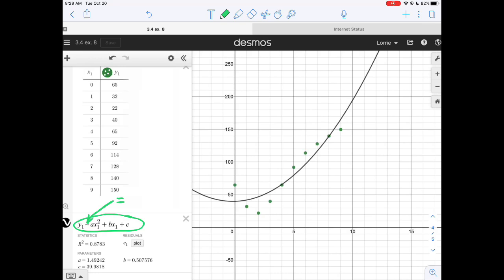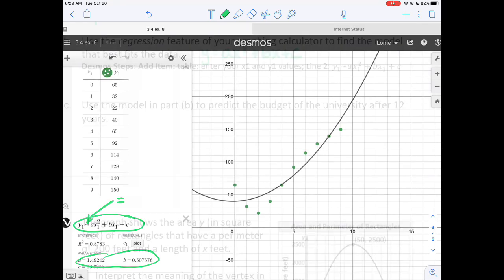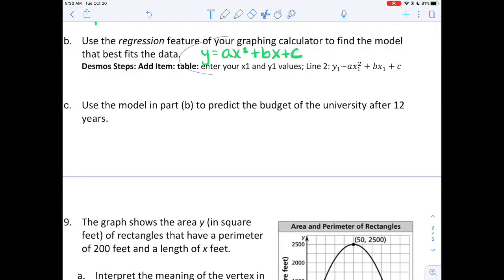So we can see that it does give us our parameters here, A, B, and C, and we can transfer those to our notes. Again, we're using the standard form of the equation and filling in A, B, and C off of Desmos. I get y is equal to, and I'm going to round this a little bit to the hundredths place on each of these, 1.49 x squared plus 0.51 x plus 39.98. Probably could have just called that a 40.